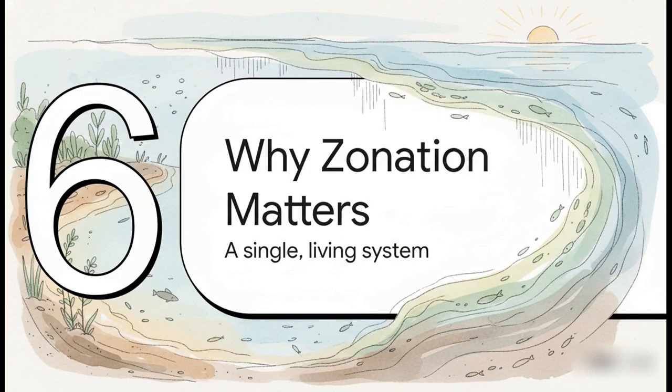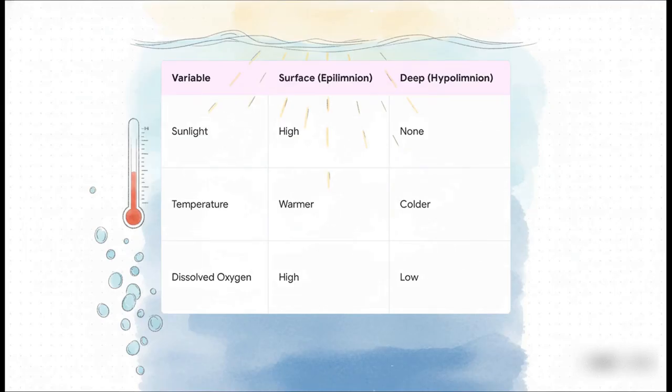Okay, so we visited every zone from top to bottom. Now, let's pull it all together and ask the big question. So what? Why does this layered structure actually matter so much? This table sums it up perfectly. As you go from the surface down to the deep, you see these absolutely dramatic shifts. Sunlight just disappears. The temperature drops, and dissolved oxygen plummets.